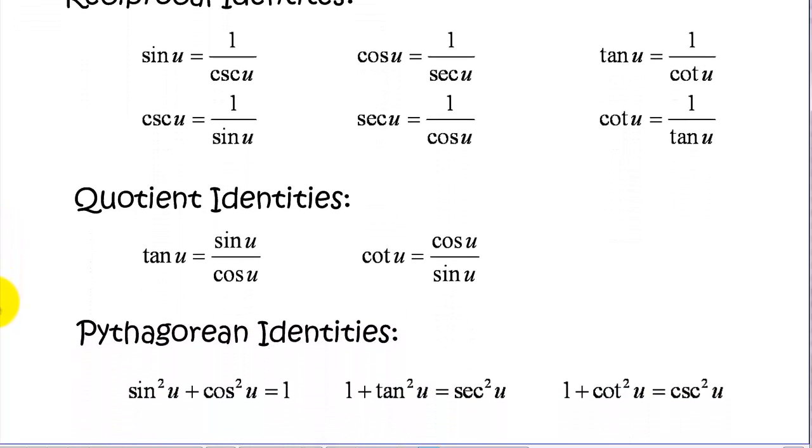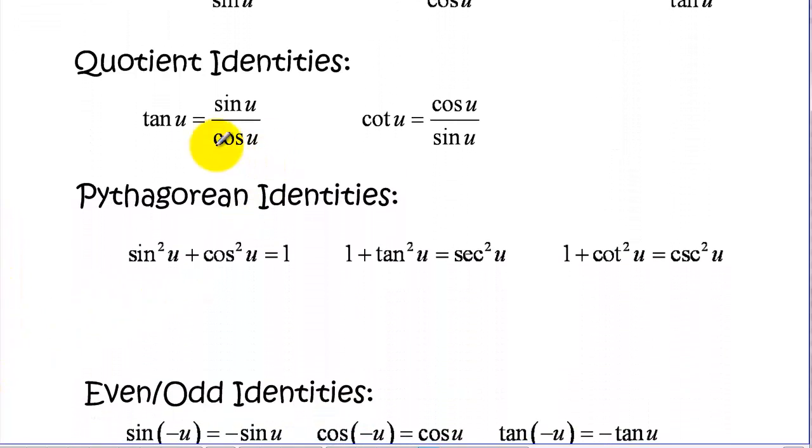When we were using the unit circle, we had a definition for the tangent, which was y over x. And when we were using the unit circle, y was the sine of the angle and x was the cosine. So we have here a definition of the tangent where it equals the sine of the angle over the cosine of the angle, and cotangent is the reciprocal of that.